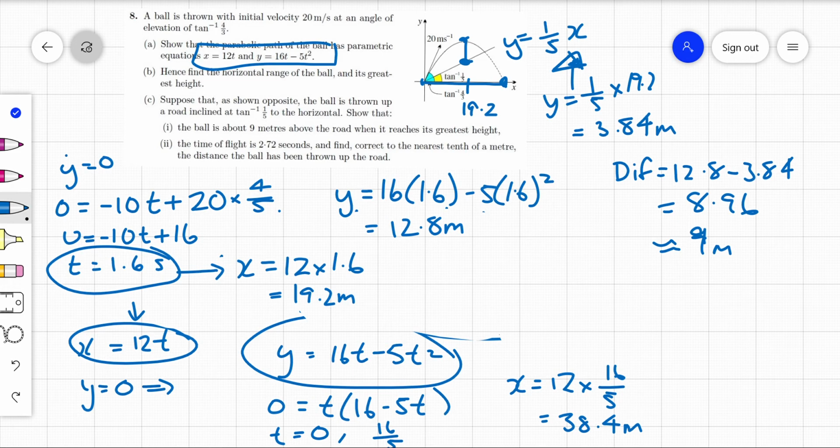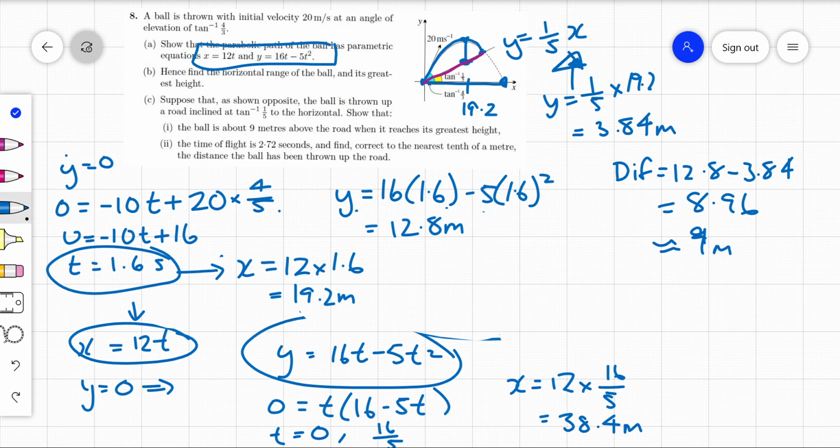The time of flight, we've got to show the time of flight is 2.72 seconds. All right, so, and this is the ball going up here and then going to there. And find correct to the nearest tenth of a meter the distance the ball has been thrown up the road. So this distance here as well. All right, how are we going to do that?